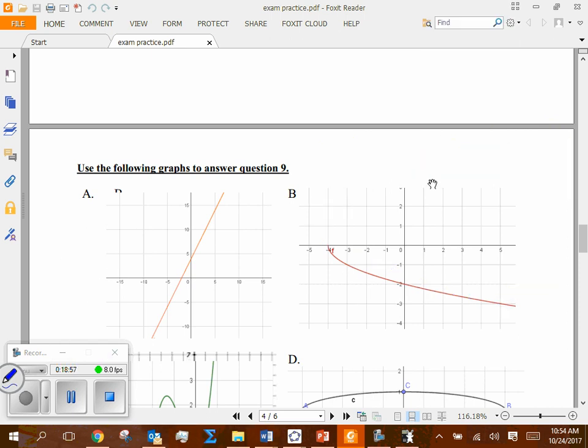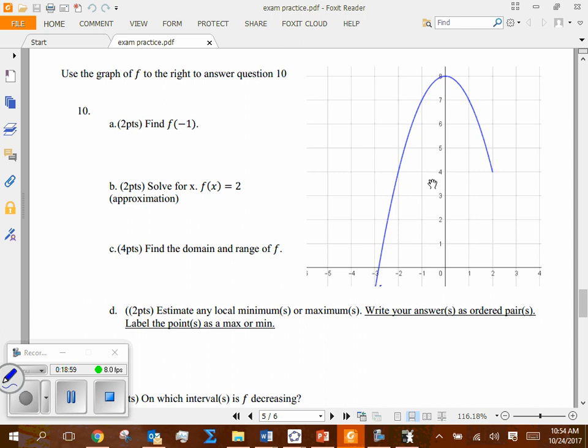Going on to the next one. This is find f of -1. So I'm going to find -1, go up to my graph. Remember, f of -1 is actually asking you for the y value when x is -1, so that's going to be 7. It says solve for f of x is equal to 2. They want to know when you know that the y value is 2, what is the x value? So here it looks like it's, and I say it's approximation, -2.5.